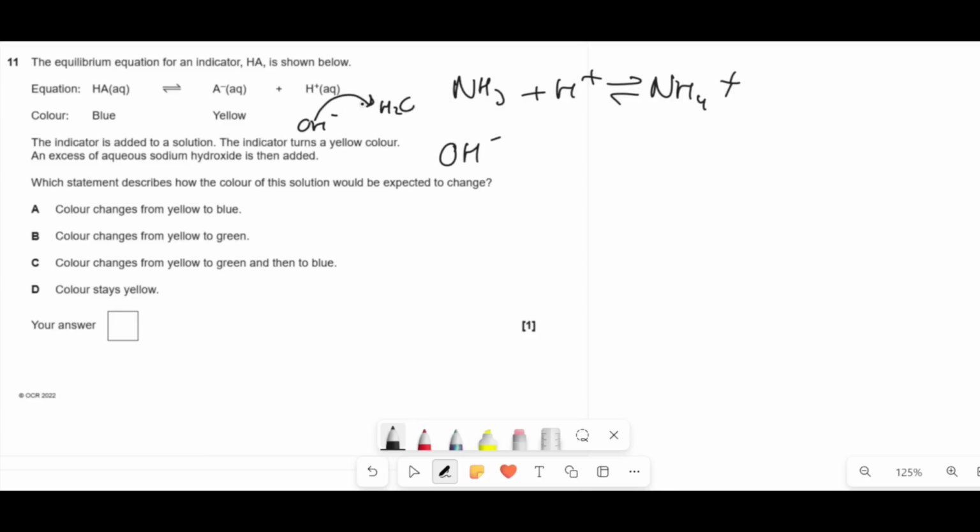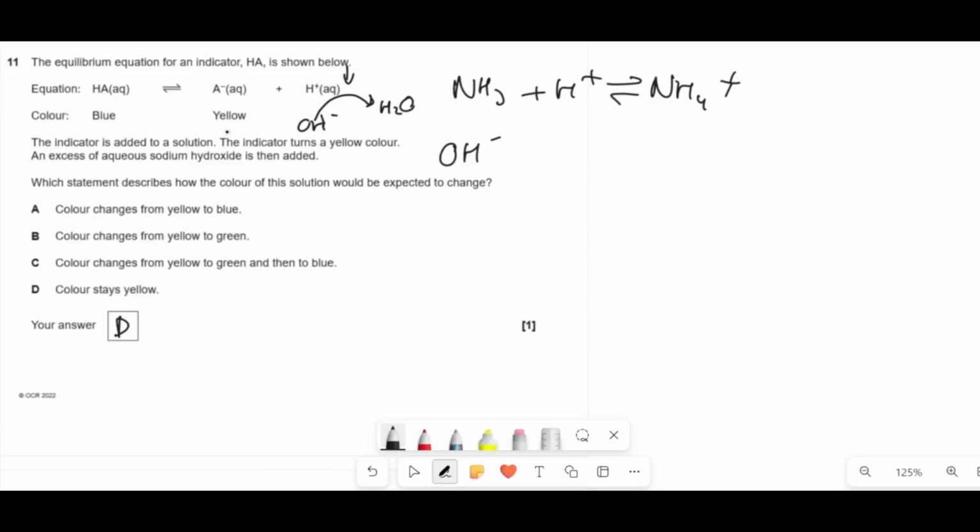These are how buffers also work, the acidic buffers. So if it reacts with that to make H2O, that means your concentration of H plus is going to go down. Le Chatelier's principle says that an equilibrium will shift to counteract the change that is made to an equilibrium. We've just made a change. We've just decreased H plus. The equilibrium is going to shift to the right, meaning we're going to make more H plus and also more A minus. So it actually starts to go more yellow. Or stays yellow. So it would be D.